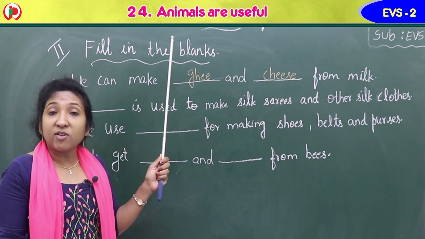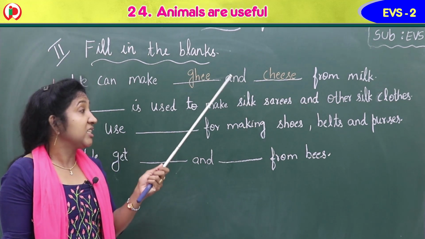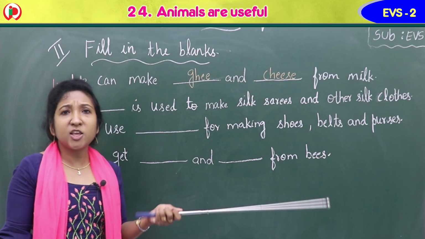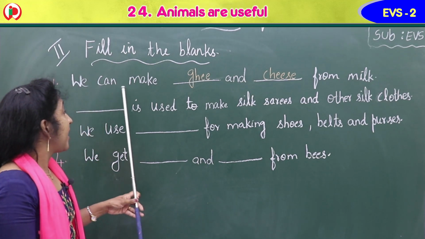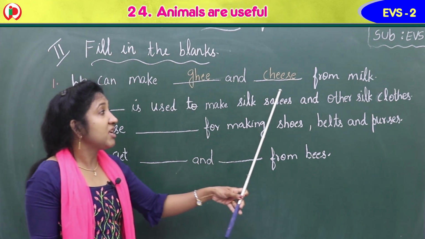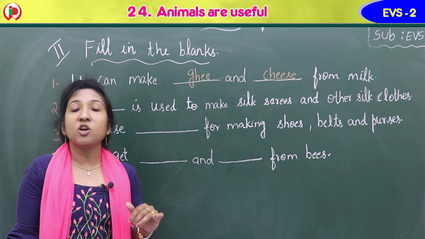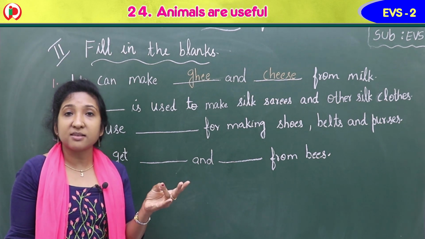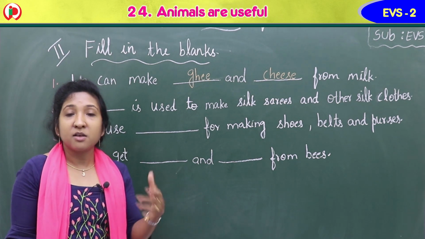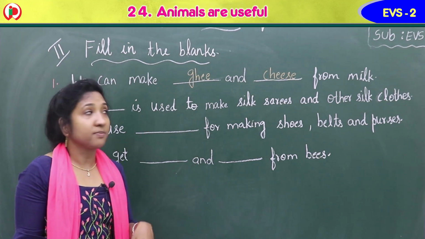You can write cheese and butter. You can write ghee and curd. Anything you can write. So we can make ghee and cheese from milk. There are 4 products given in your course book: ghee, cheese, butter, curd. Among these, anything you can write.